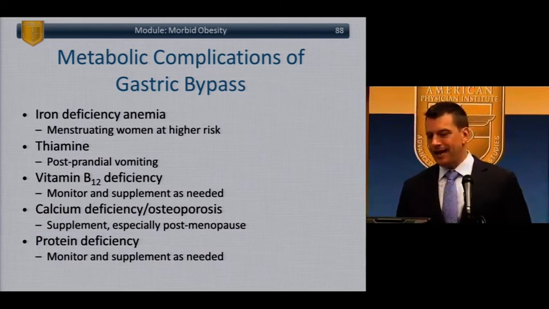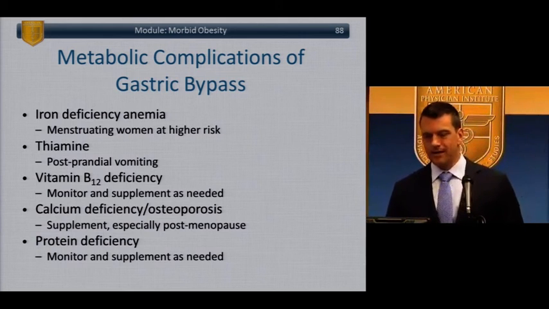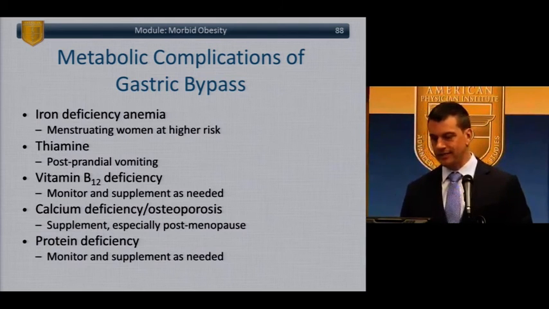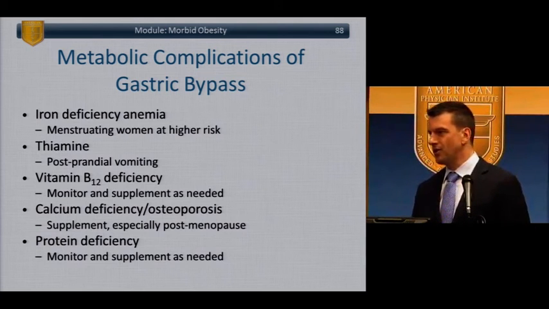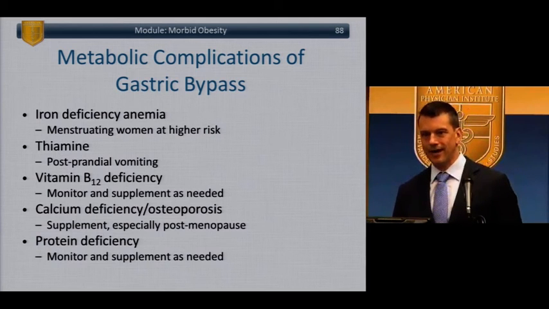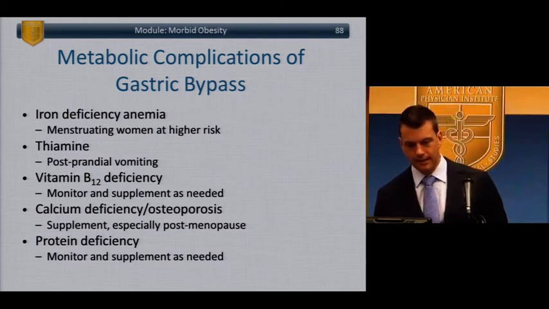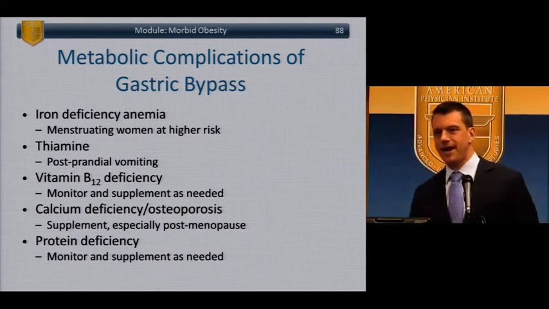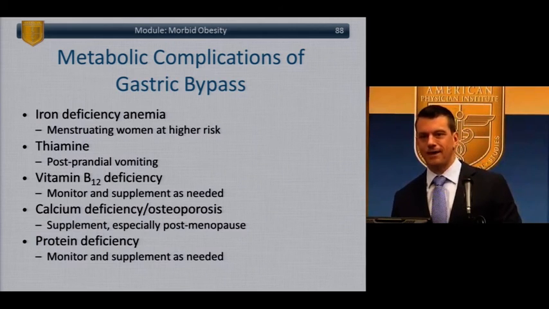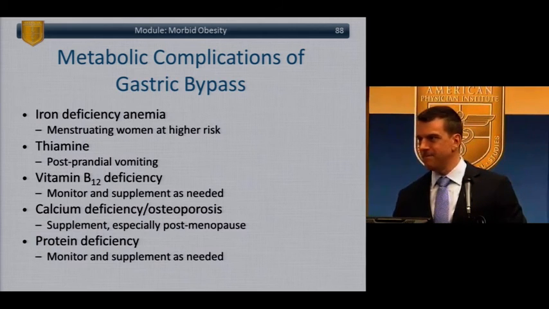Metabolic complications, again: iron deficiency, anemia, as we talked about, thiamine deficiency due to postprandial vomiting, B12 deficiency, calcium and osteoporosis. All these patients have to go on multivitamins, calcium supplementation, and all these other things, and need to be monitored for this, especially during the phases of rapid weight loss. And then protein deficiencies, you may actually get to the point of needing to supplement with some of the beverages like Ensure or something that has a higher protein content.